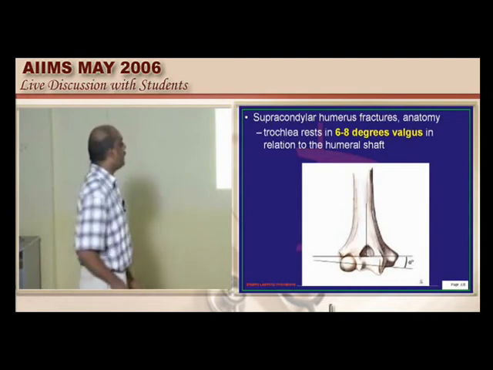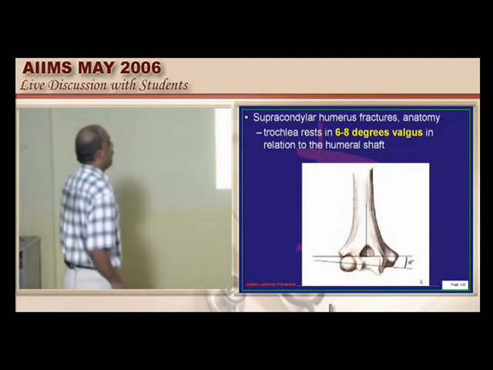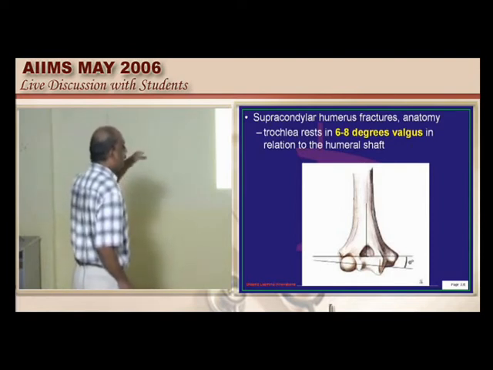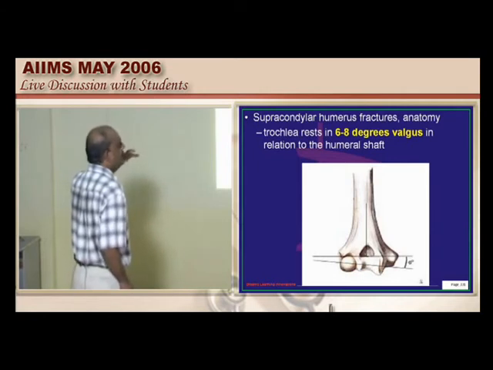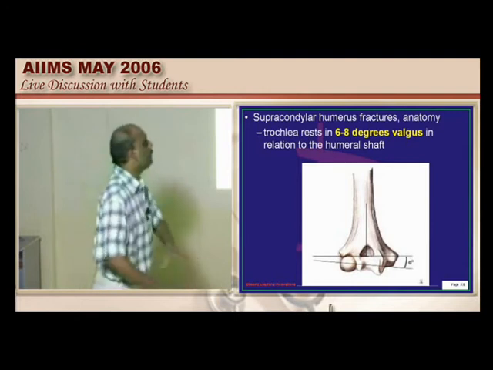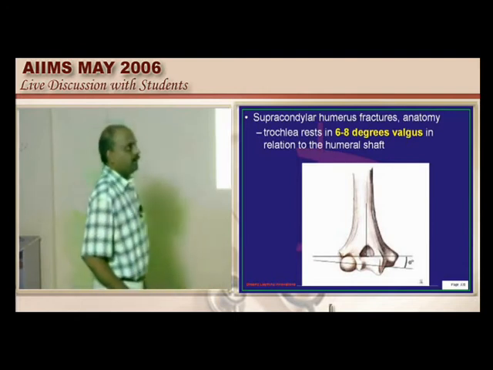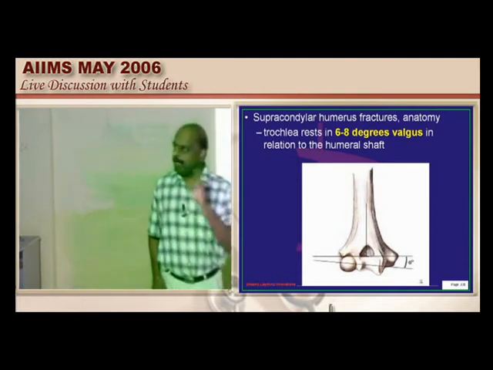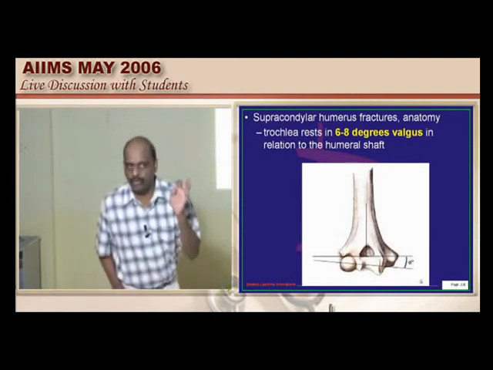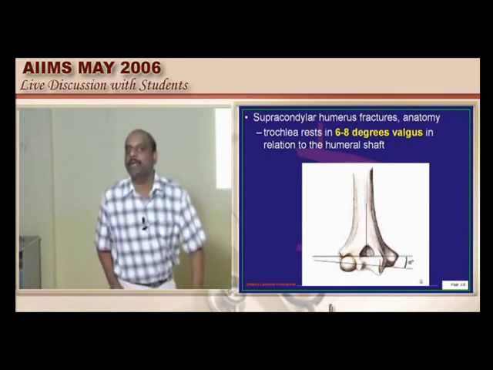to be remembered. If you look at the supracondylar fracture, the trochlea will be resting at about 6 to 8 degrees of valgus compared to that of the humeral shaft in the case of the normal supracondylar anatomy, is what needs to be remembered. In relation to the radiology of the supracondylar fracture of the humerus, you need to know a few important landmark terminologies.